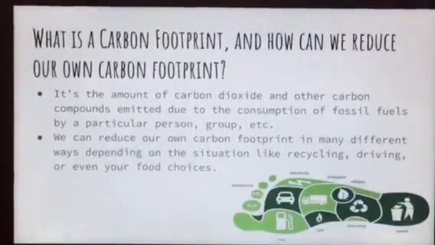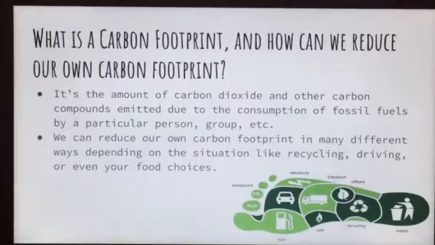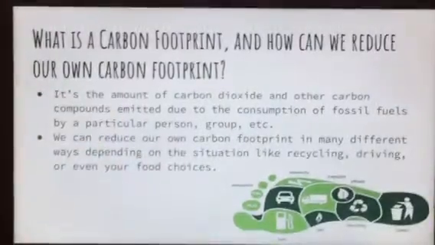What is a carbon footprint, and how can we reduce our own carbon footprint? It's an amount of carbon dioxide and other carbon compounds emitted due to the consumption of fossil fuels by a particular person, group, etc. We can reduce our own carbon footprint in many different ways depending on the situation, like recycling, driving, or even food choices. Here's another image.